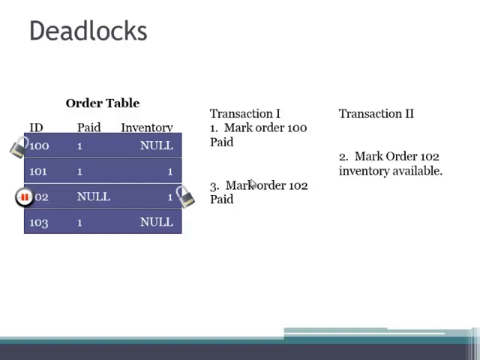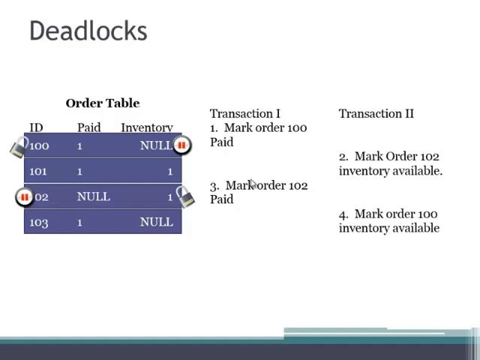How long will our transaction 1 wait? Well, it'll wait forever until somebody cancels their query, or until transaction 2 finishes and either commits or rolls back the change that it made to order 102. At that point, it can go ahead and finish its work. So at this point, now transaction 2 is going to go ahead and try to update the inventory on order number 100. Since transaction 1 has that row locked, it waits.